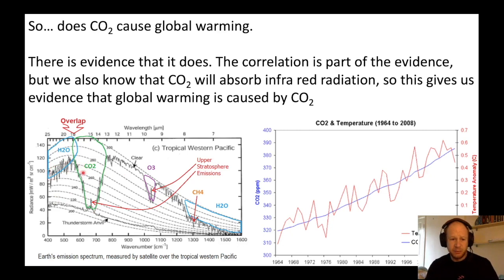This is an infrared scan. You can see these are the different gases that are in the atmosphere. And carbon dioxide here, you can see there's a huge amount of absorption there in the infrared. So because this carbon dioxide absorbs so much infrared, we can prove that global warming is caused by carbon dioxide.